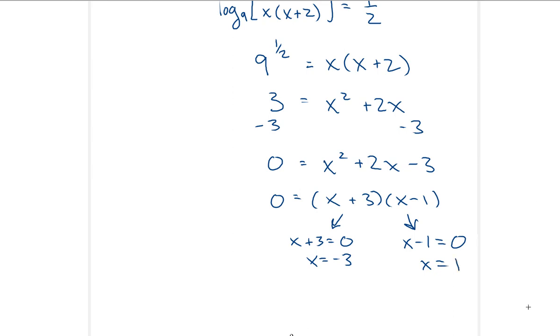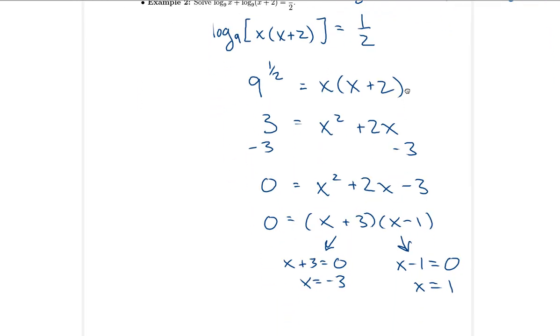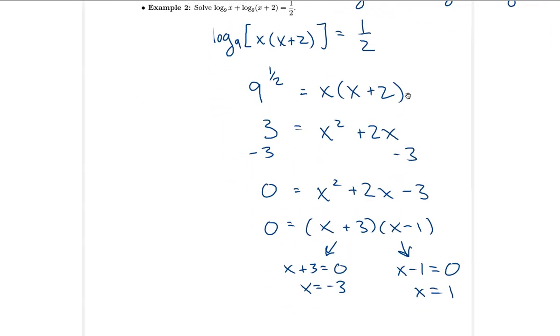All right, so going back up to those guidelines at the very top of the page, right? We isolated the logarithmic term. We had to use a property of logarithms to do that. We rewrote in exponential form. We solved for the variable. But number 4, check for extraneous solutions. That just means literally check what you got back into the original equation. Make sure that it makes some sense.